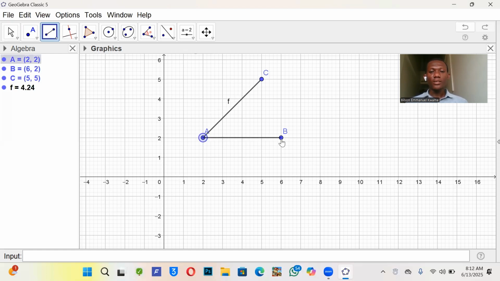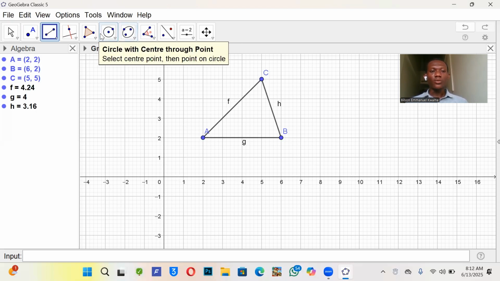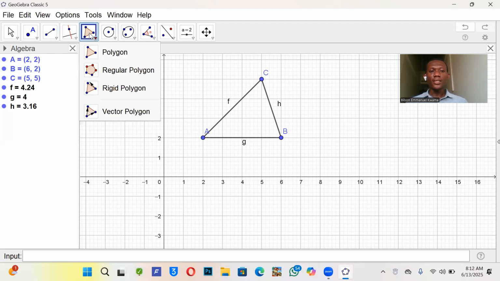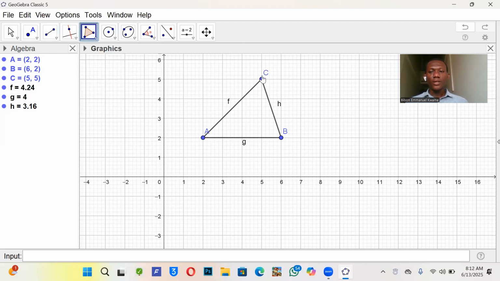Tap, then you join, tap, then you join, right? You tap on the point, then you join to the other point, then you tap it. Now there's not yet a polygon, so you have to activate the polygon. So after activating the polygon, we tap and we join, tap and we join, right? Now we've been able to form a polygon.